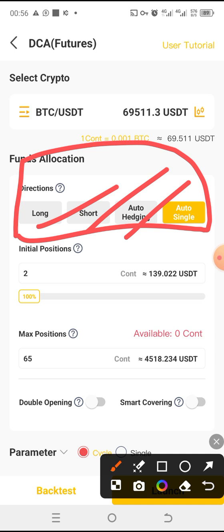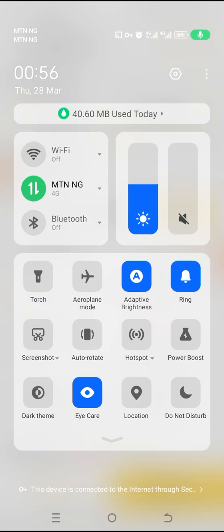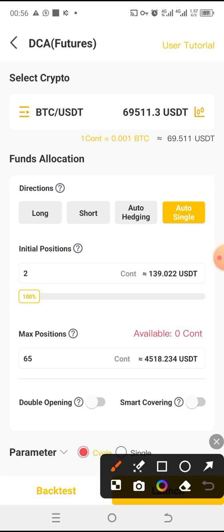What's this? I'm saying auto single, or what am I saying here? I don't know what I'm saying here, but okay. I want to believe. Was there any kind of format? Was there any kind of update? Okay, probably I wasn't saying it clearly before now.